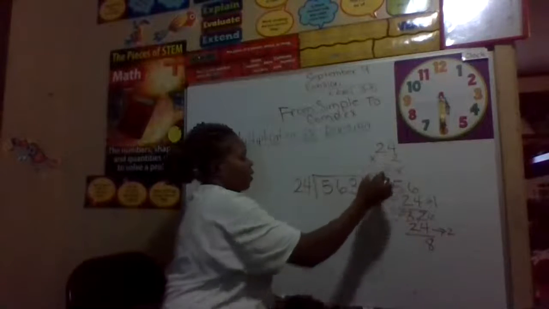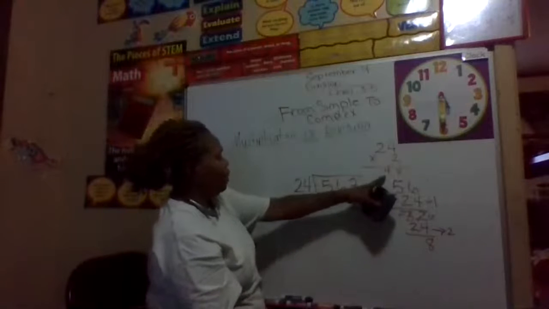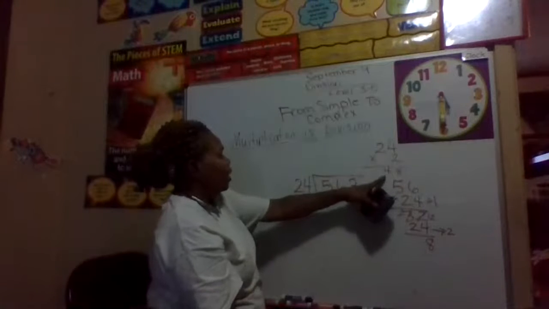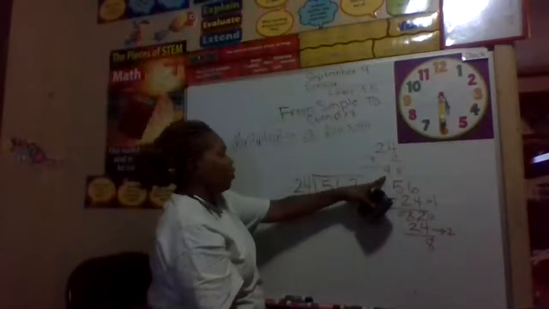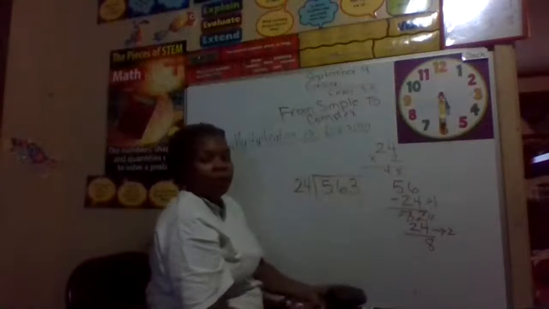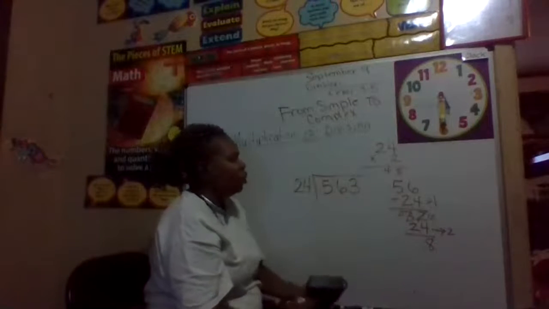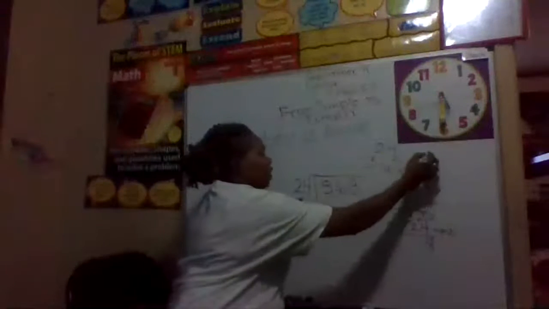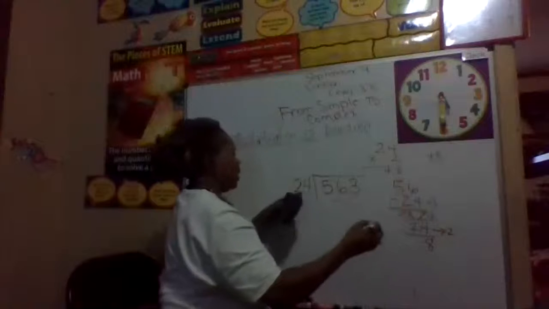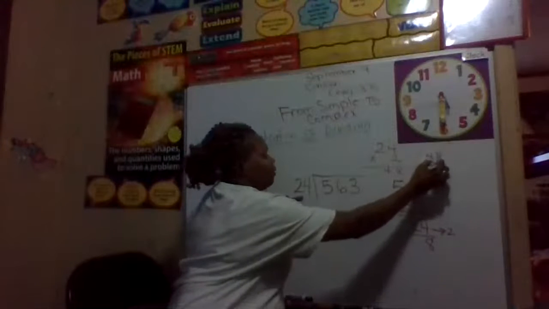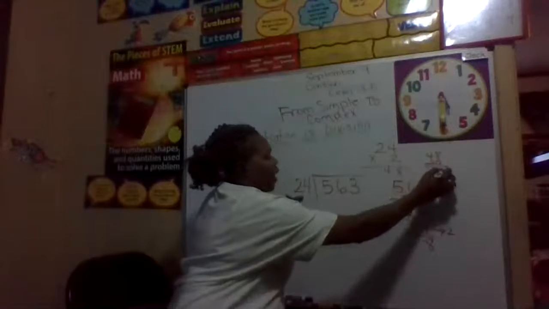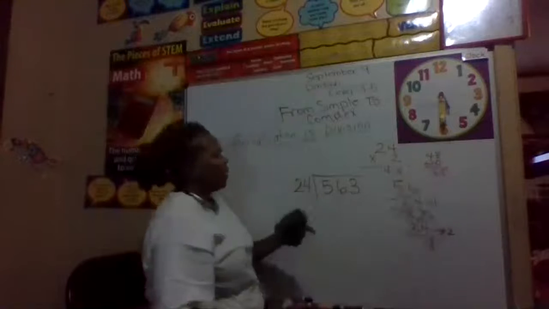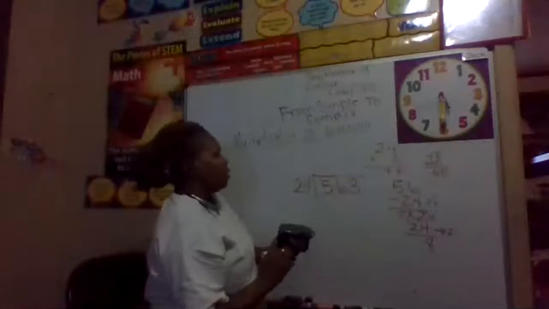4, 4. 2 times 2 is 48. Now, if we add another group of 24, would that be enough or too much? Too much. Why? Because we have 48, and this is like saying 20. This is in the family of 20. And if we add it, we'll have 68. That's way too much, right? We've got to do a lower number.